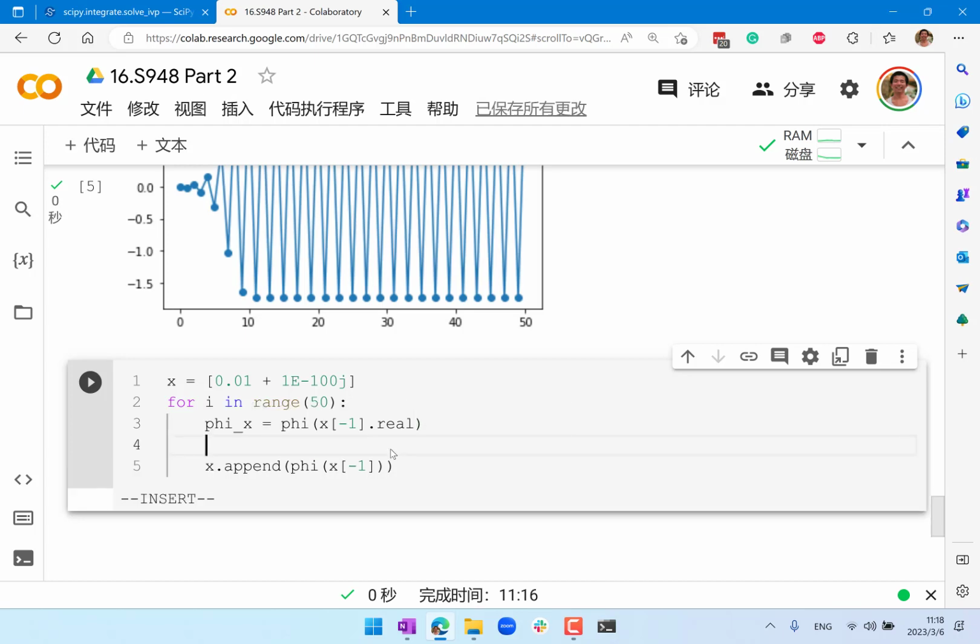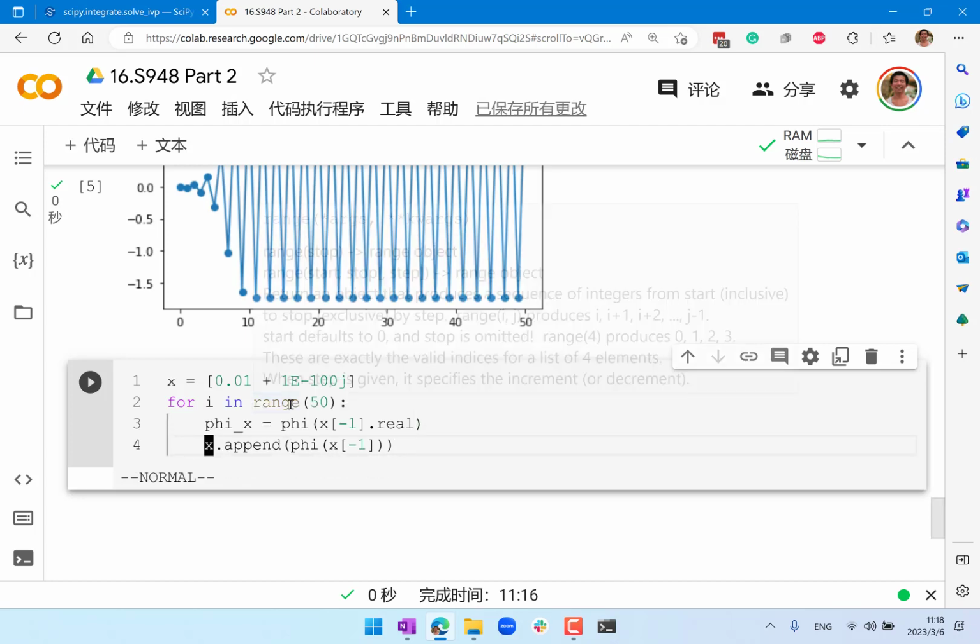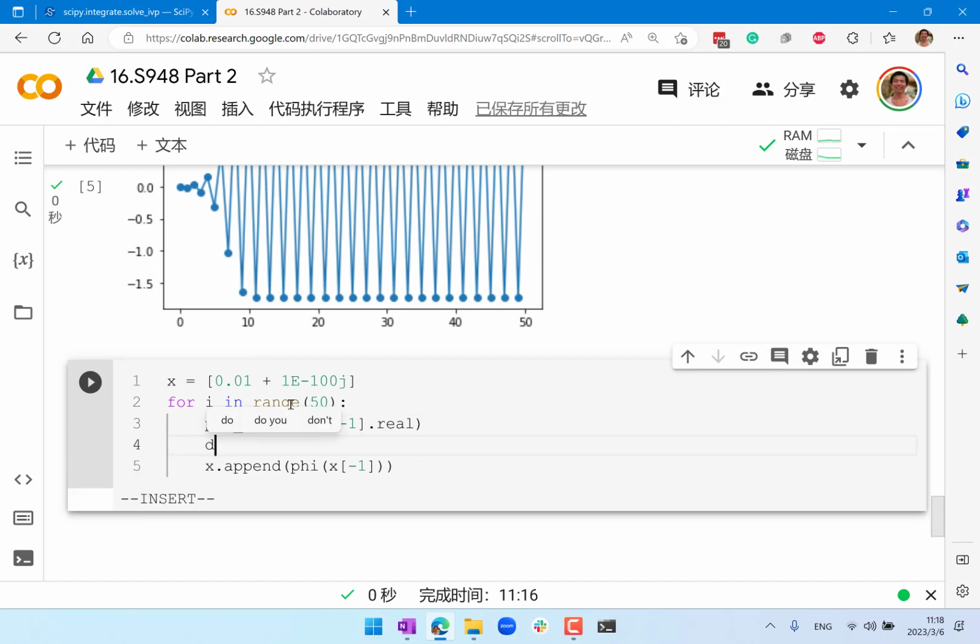So then when I make the perturbation, d phi x is going to be phi operated on x, the previous x, including the real and the imaginary components. Okay, and then when I append the next solution, I want to append the phi of x plus d phi x dot imaginary part times 1j.